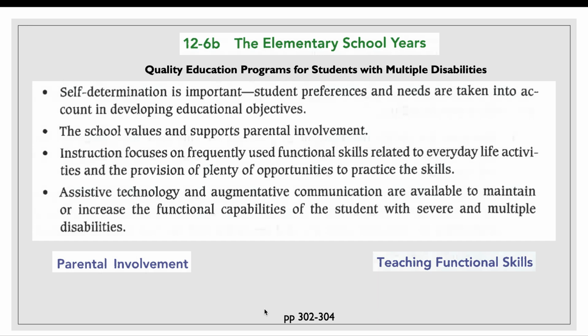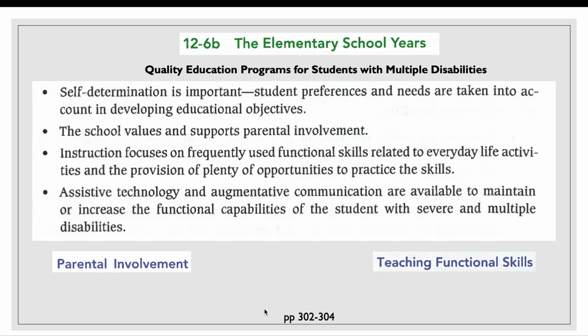Instruction focuses must frequently be used as functional skills that are related to that child's everyday life activities. Let me rephrase that to make sure you understand it. Your instructional focus needs to incorporate the everyday life activities that these children are engaged in. And this is again where the differentiation comes in. What are these children's interests? And they may be different from one child to the next in the classroom. So develop your instruction based on their everyday life activities and their everyday interests.